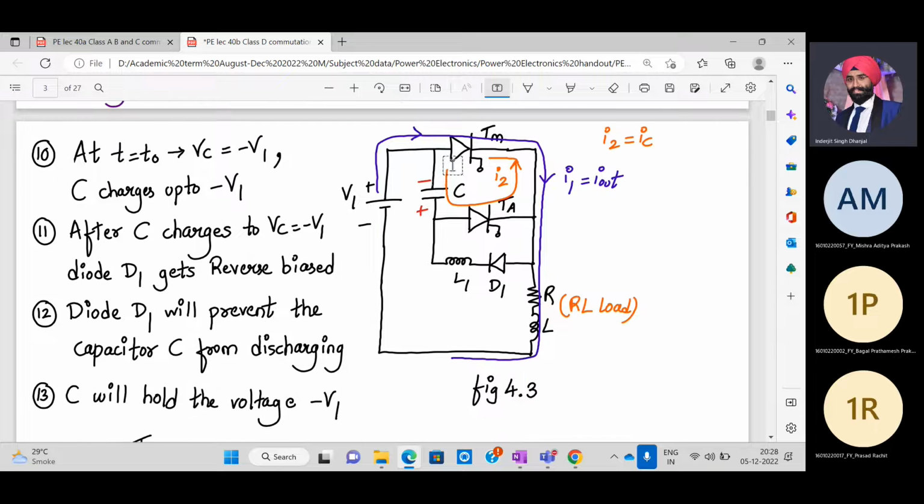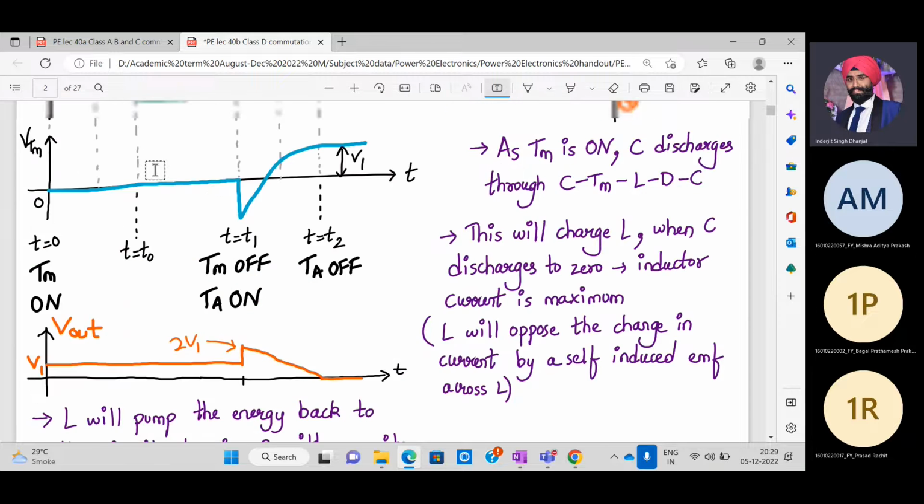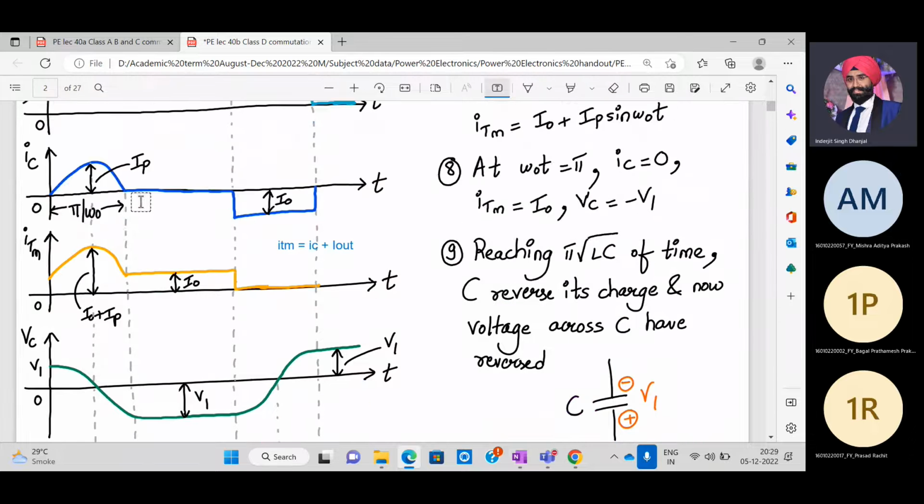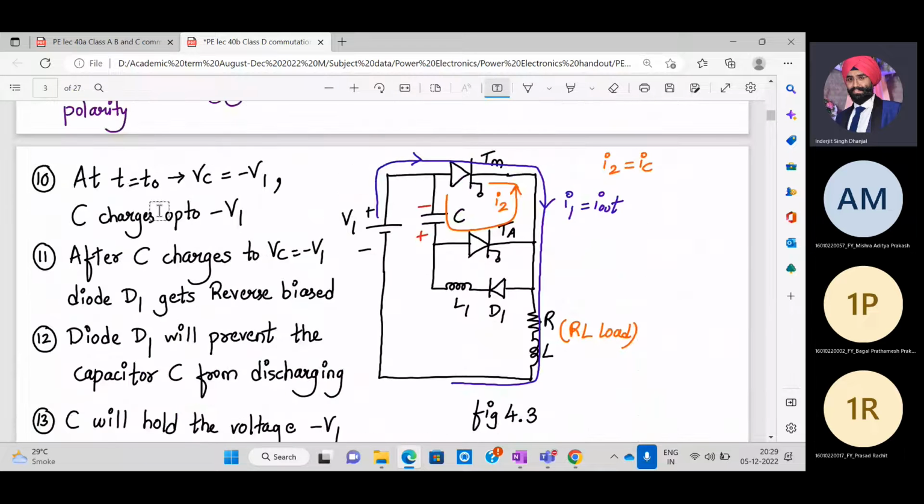So what will happen now? The capacitor will now charge with the opposite polarity, which is called current I2. And the main current is still flowing to the load, I1, which is I out. At t equal to t naught, the voltage across the capacitor is minus V1. That means the capacitor charges to minus V1.